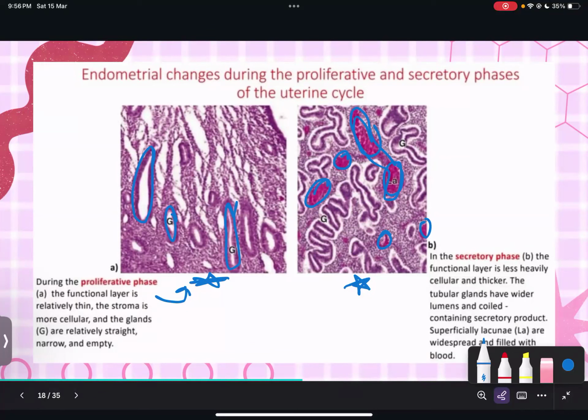Okay, the glands, the tubular glands, as we can see here, they're coiled. This whole thing, like everything here, it's coiled, and yeah, they're thicker. So if you compare this picture to this picture, we can see that it's darker, it's thicker, everything. So I think it's important to know how to differentiate between both of them by just pictures, okay?